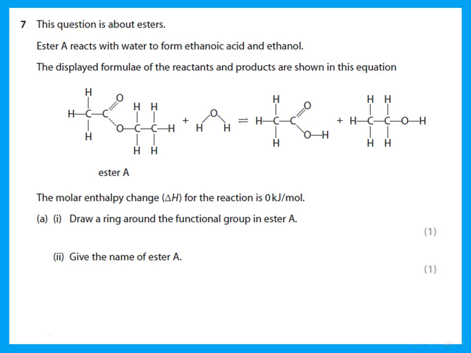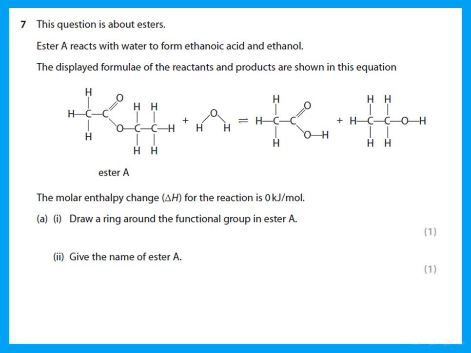The next question is about esters, and he says ester A reacts with water to form ethanoic acid and ethanol. The displayed formula of the reactants and products are shown. So here he's starting with the ester and he's doing what we call hydrolysis of the ester. When we break up the ester by reaction with water, this is called hydrolysis. Remember that when we were forming the ester from the ethanoic acid and the ethanol, that was called condensation. This type of reaction is called condensation reaction.